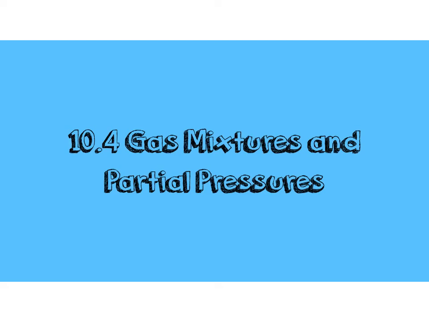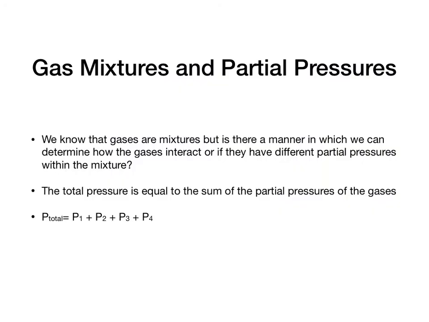In Chapter 10, Part 4, Gas Mixtures and Partial Pressures, we want to start to think about what happens if we have a mixed environment. There is now more than one type of gas in this container. So, gas mixtures. We know that gases are mixtures, but is there a manner in which we can determine how the gases interact or if they have different partial pressures?